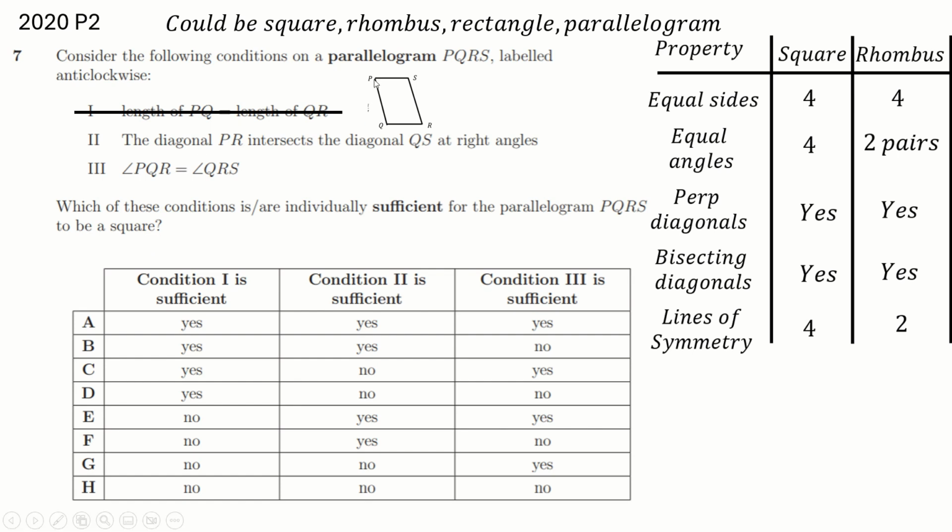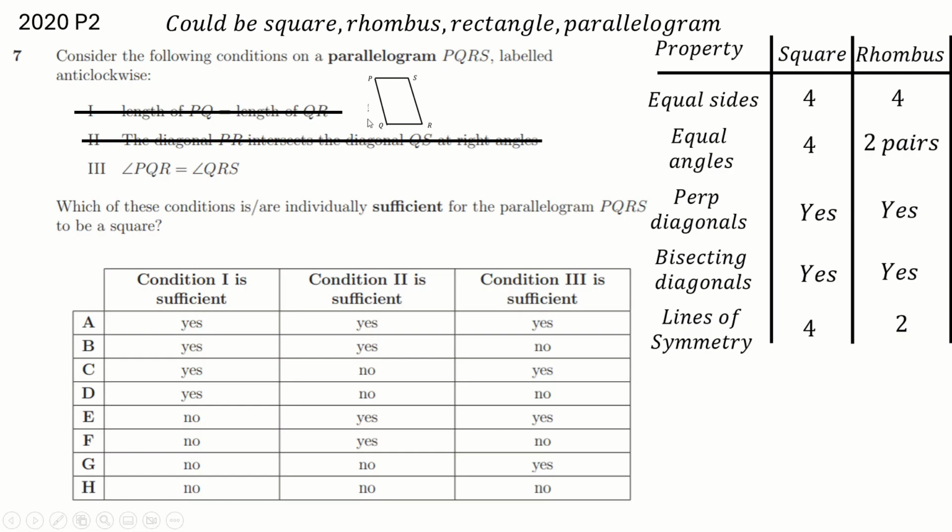The diagonal PR intersects QS at right angles. So, okay, perpendicular diagonals then. Well, again, squares and rhombuses did that. Kites also did it, but kites aren't in the parallelogram family. We know it's a parallelogram, so that's irrelevant. But squares and rhombuses do that. So again, for the same reason, not sufficient to conclude this is a square.